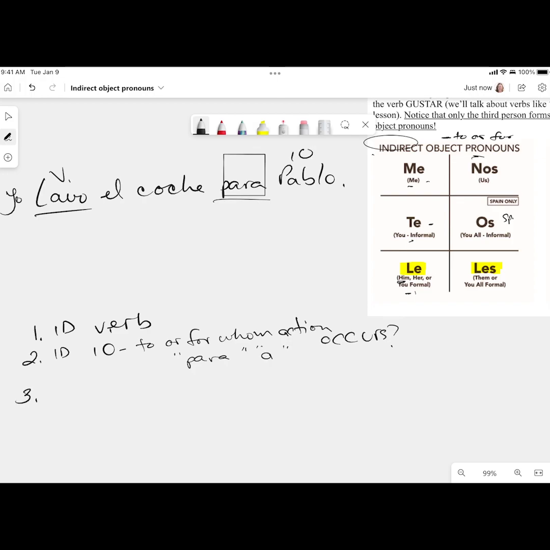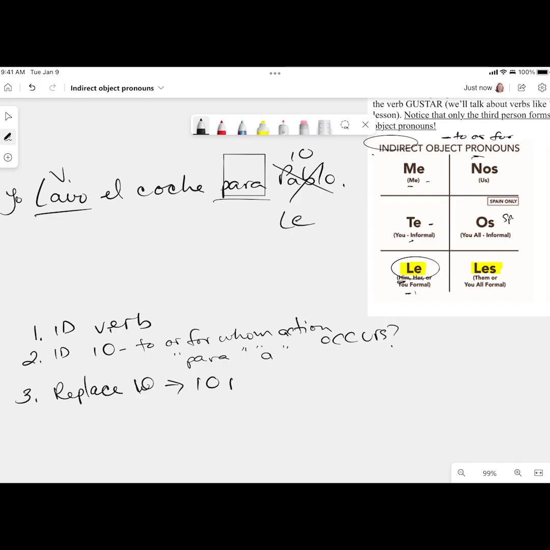Step 3 is to replace my indirect object with the indirect object pronoun. We know that Pablo is my indirect object, so which indirect object pronoun on the chart would make sense to replace Pablo with? I wash the car for me, I wash the car for you, informal, or I wash the car for him. Le would make the most sense.